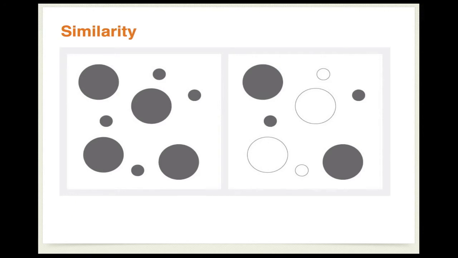On the left is a simple example of similarity. Notice how similar size creates two groups. Now on the right, surprisingly, the same shapes and position with different colors takes on a new primary grouping.